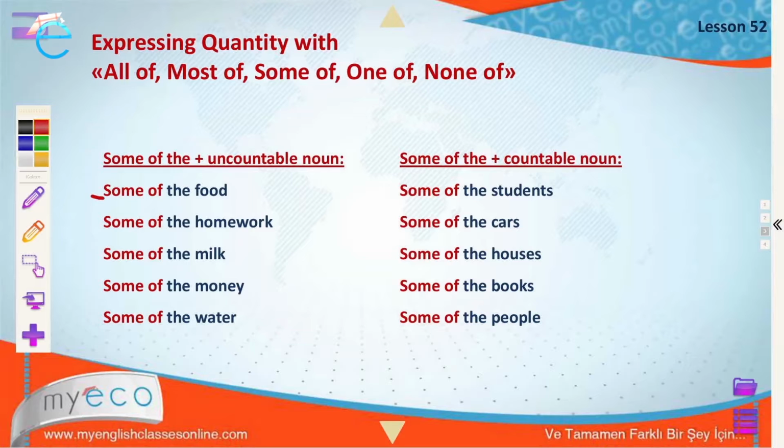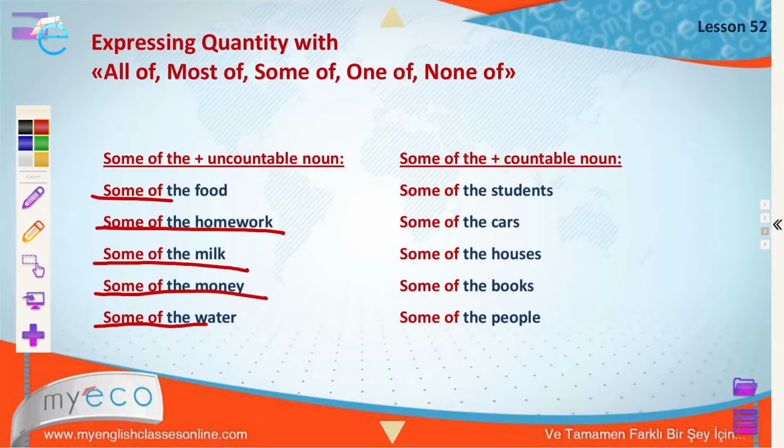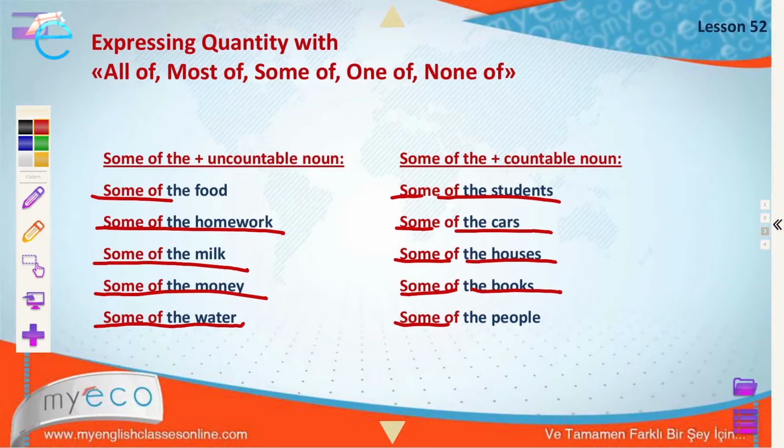And some of is perhaps up to 50%. Some of the food, some of the homework. We cannot count food. Some of the milk, some of the money, and some of the water. Here we use some of the with countable nouns. Some of the students, some of the cars, some of the houses, some of the books, some of the people.